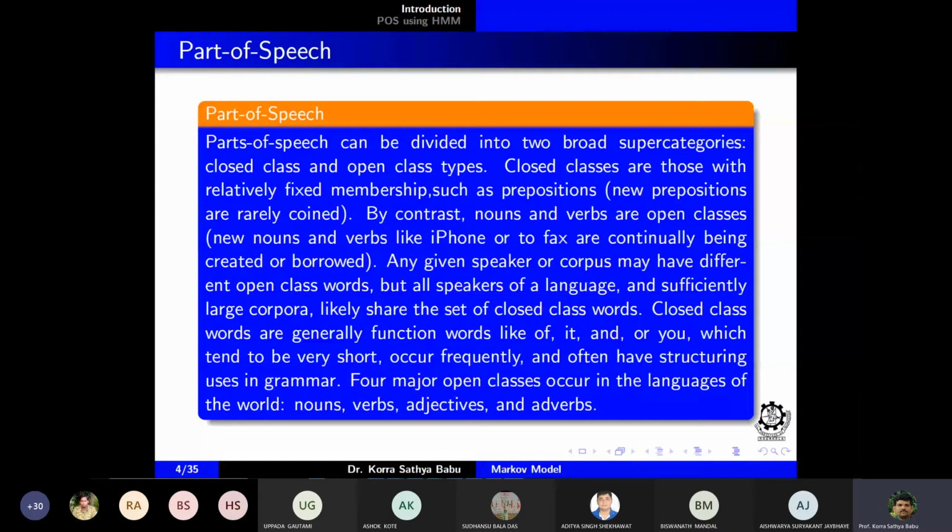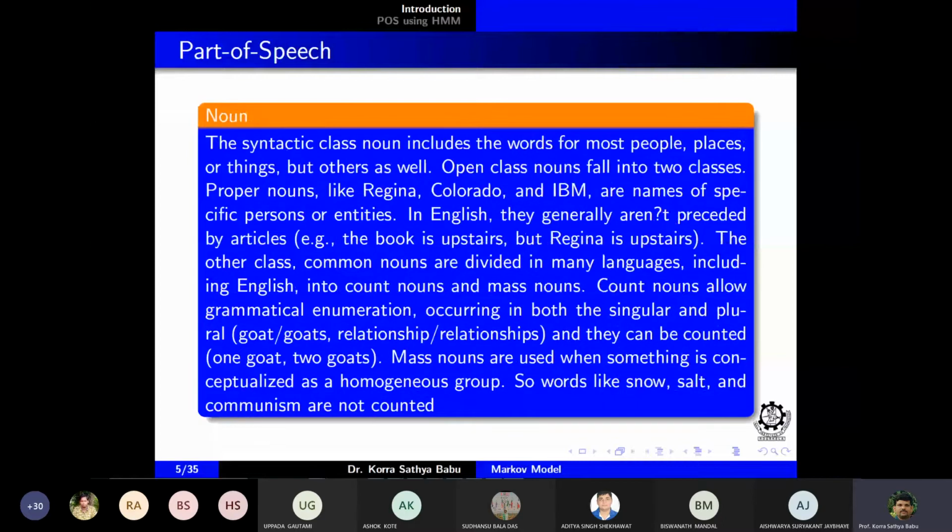So I am speaking about nouns. Open class nouns fall into two classes: proper nouns, like names of specific persons or entities. In English they are not preceded by articles. For example, the book is upstairs, but Regina is upstairs.